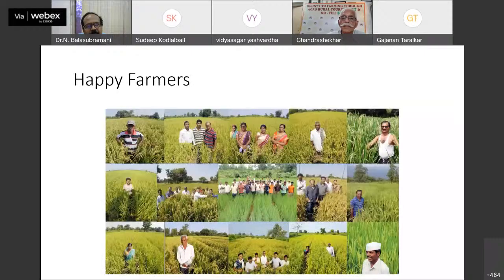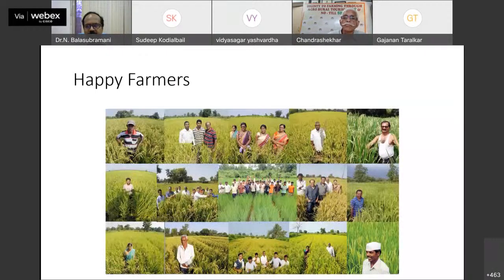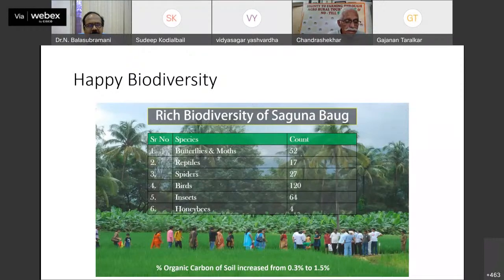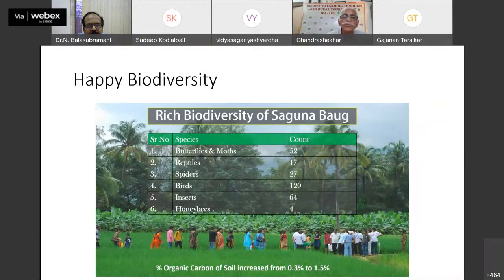So you can see that the farmers all over in all different regions are becoming happy, and the soil is becoming happy. So you can see earthworms, presence of earthworms in all different types of soils in all 6 agroclimatic zones. So our mission is to see healthy soil, happy farmer, and happy environment.